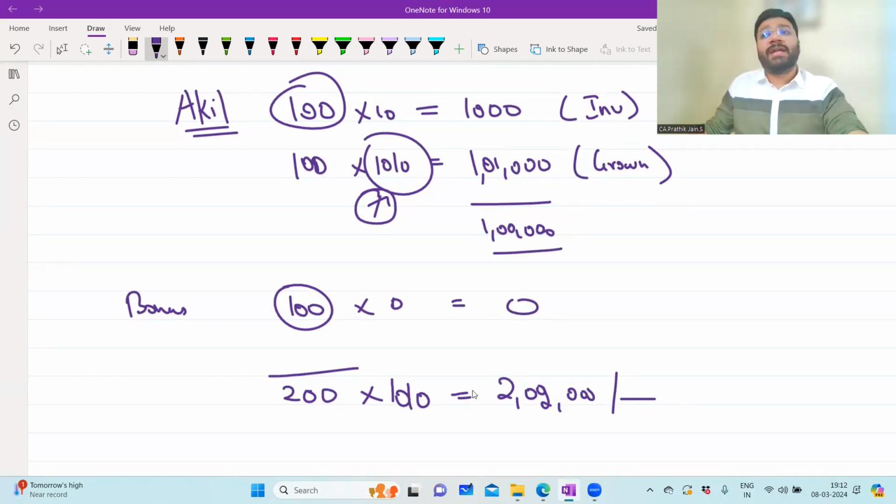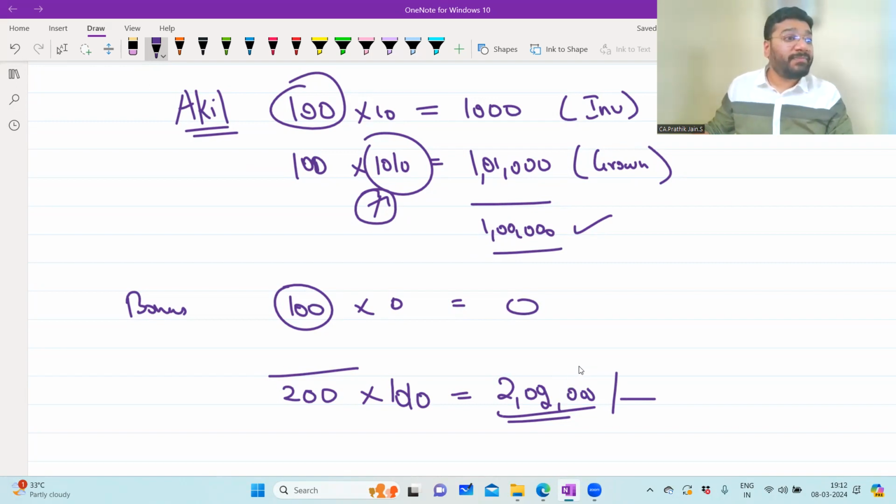I gave you extra 100 shares. Already Akhil was in profit of 1 lakh rupees. Upon giving 100 shares, will his profit increase again by 1 lakh? How is it possible? He got it for 0 rupees. Will it become 1 lakh? No. So always the market price of the share will dip down.